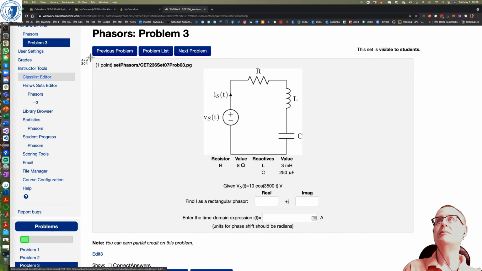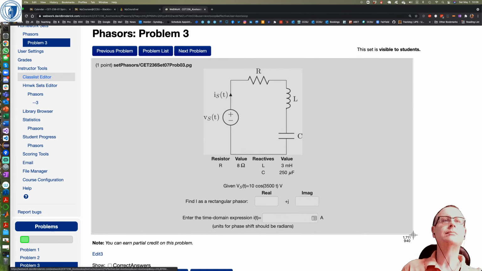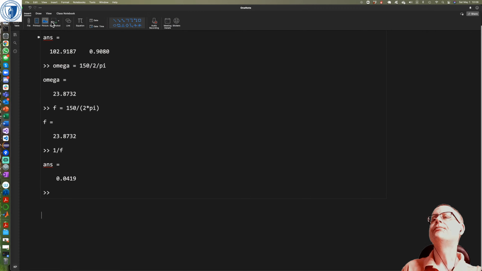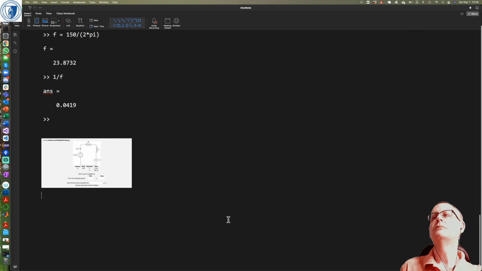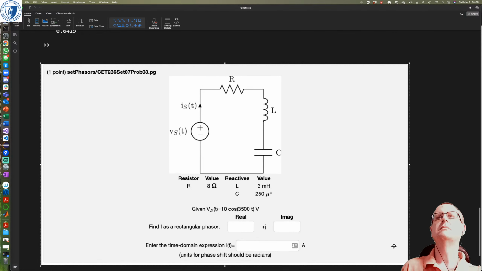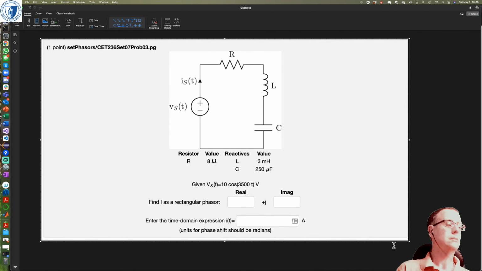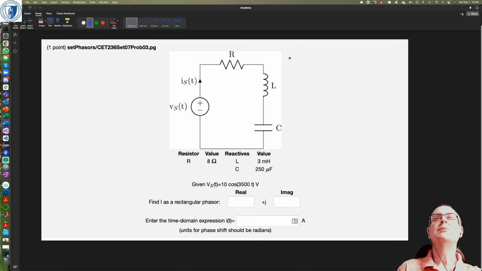Okay, we can do that. Again, I'm going to take a picture and insert the picture down here somewhere. Okay, so what do we got? We want to find IS. So IS is equal to VS on the total impedance, and the total impedance is equal to R plus ZL plus ZC.